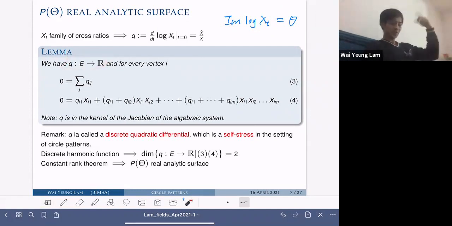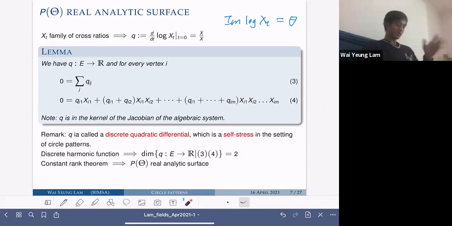And if you differentiate those algebraic equations, then you get the following: the summation of these Qij is equal to zero, and the other summation is also equal to zero. So what is this Q? This P theta is given by some algebraic equations equal to zero, and this Q lives inside the kernel of the Jacobian of these algebraic equations. So what we want to do is study the kernel of this Jacobian.